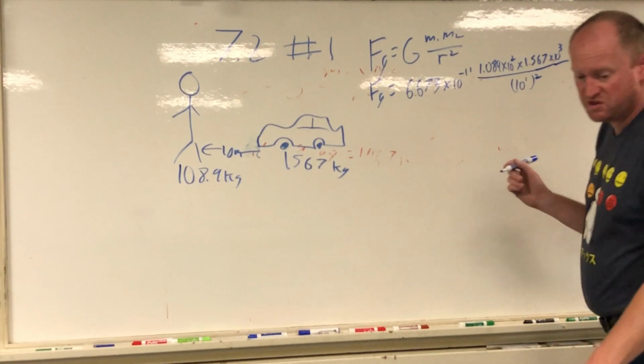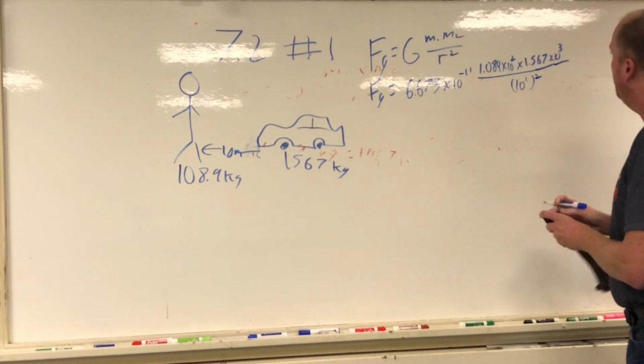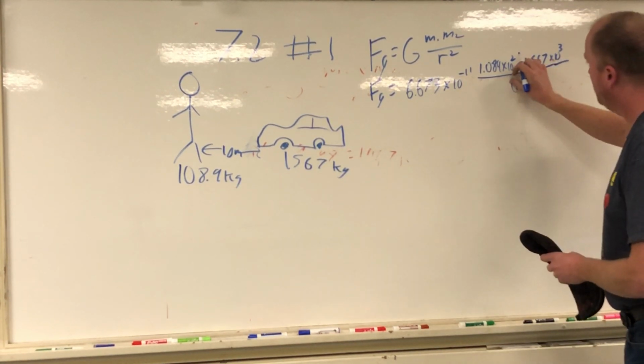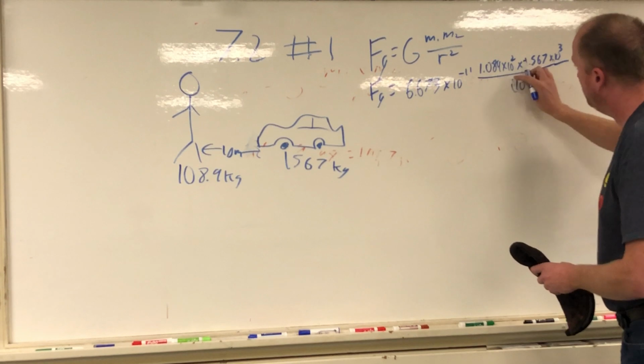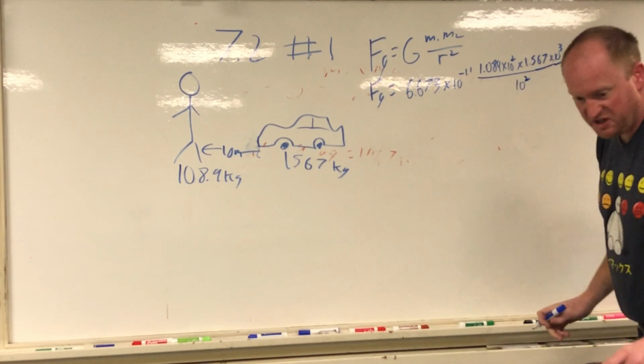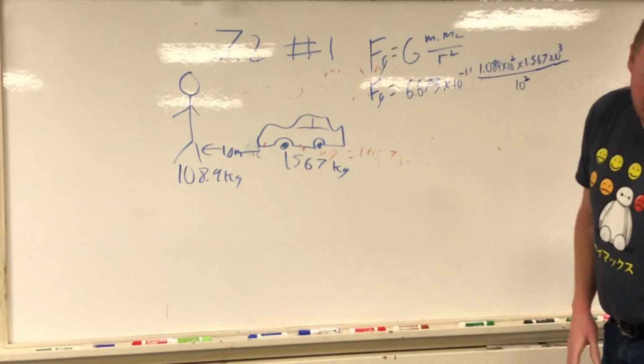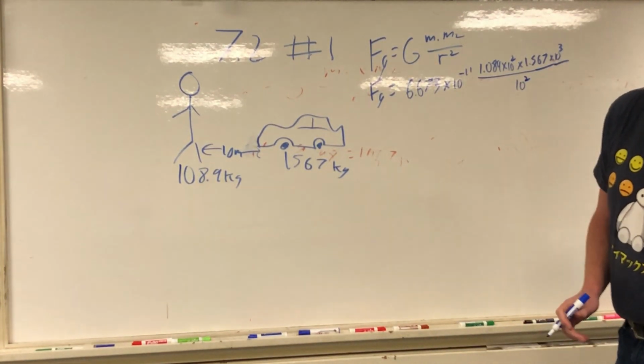Why don't we just save ourselves a step and go ahead and just write down 10 to the second. How does that work for everybody? So we're just going to say 10 to the second. 10 to the first, 10 to the first is 100. 100 is 10 to the second. We're just going to save ourselves a step there.